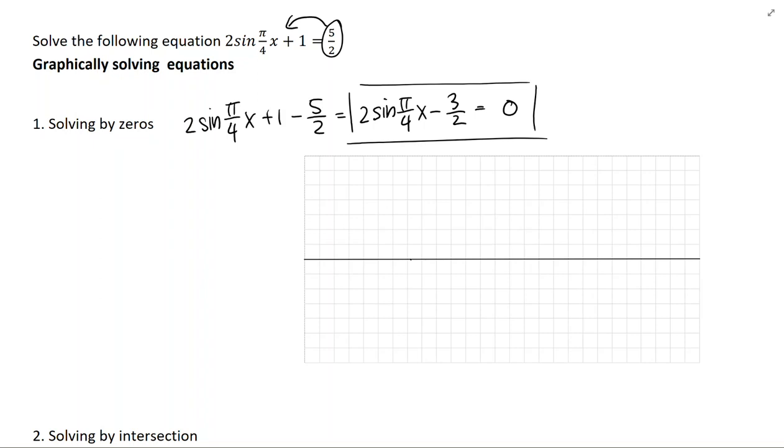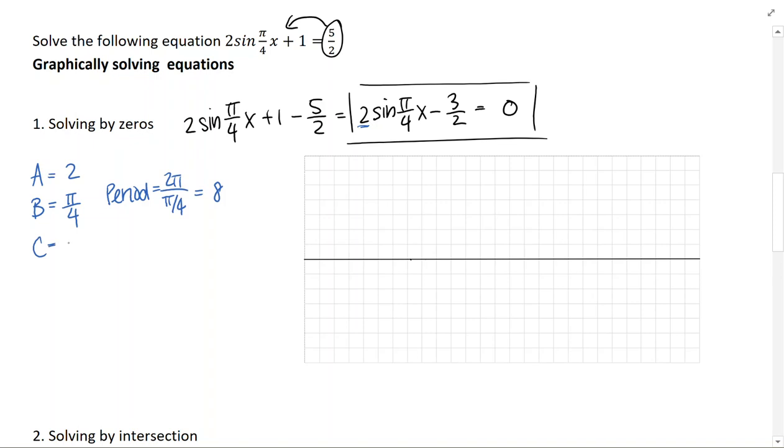So before we start just plotting points, we're just going to figure out some of the key details so we know how to plot things more quickly. So first, we're just going to look for our transformations. So A, or our amplitude, we know is 2. Now, the value of B to help us find our period, in this case, is pi over 4. So with that information, we do know our period is 2 pi over B. So our period is 8.